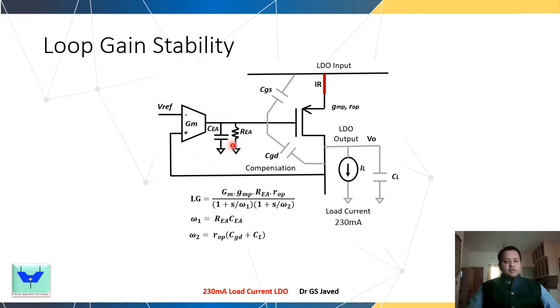The dominant pole is at the output of the error amplifier, which is GM, CEA and REA. The second pole is formed at the output, which is a combination of ROP, the output resistance of the LDO pass transistor, and the cumulative effect of the CGD and the CL cap seen at this particular node. So these are going to be the two nodes.